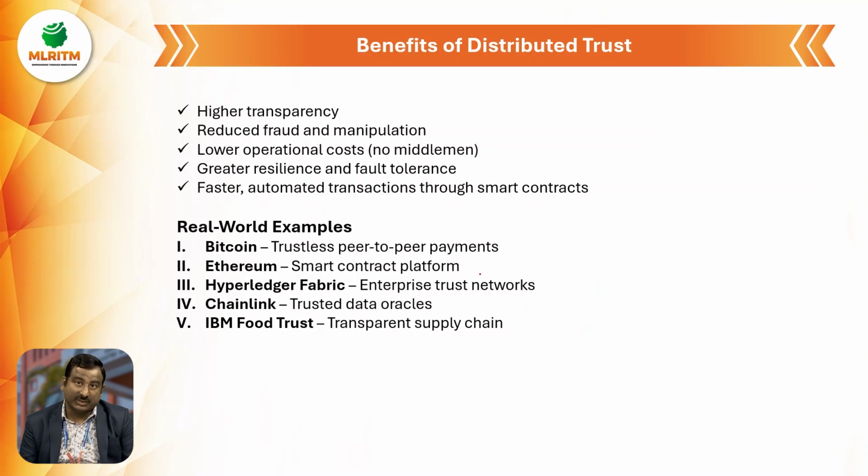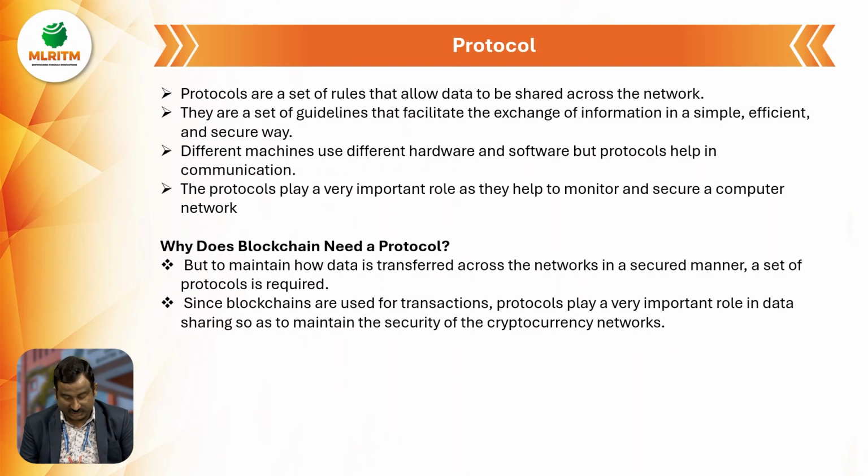Real-world examples: Bitcoin is a trustless peer-to-peer payment system, introduced by Satoshi Nakamoto in 2009. Ethereum, a smart contract platform. Hyperledger Fabric, an enterprise trust network. Chainlink, trusted data oracles. IBM Food Trust, a transparent supply chain. These are the benefits of distributed trust. Coming to the next slide, we discuss the next topic, protocol. What is a protocol?